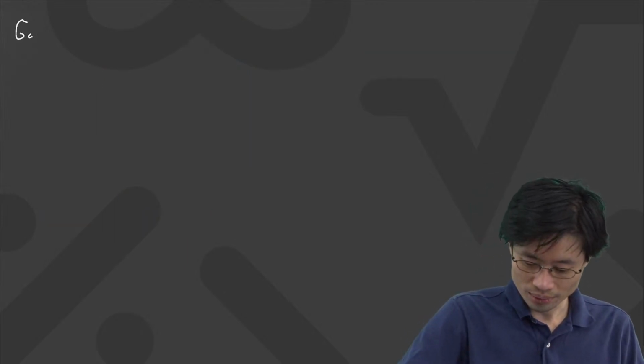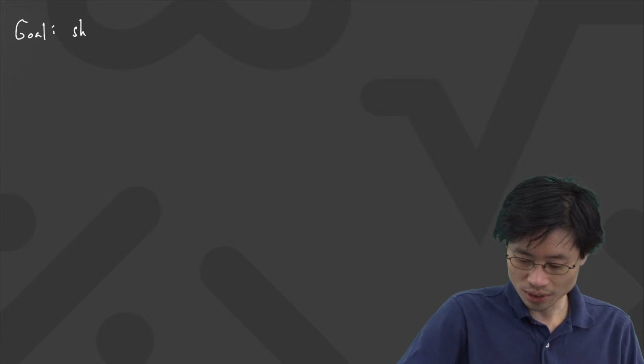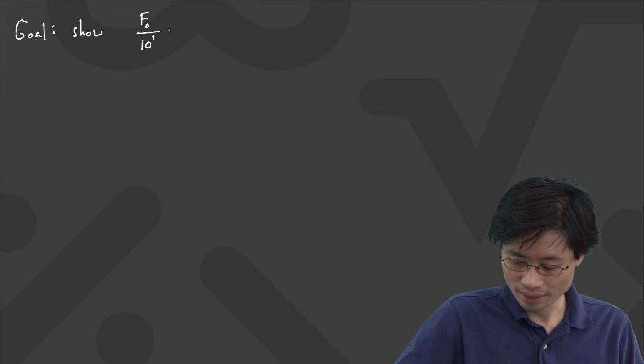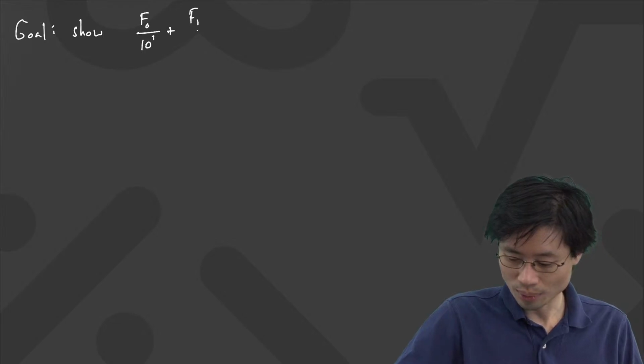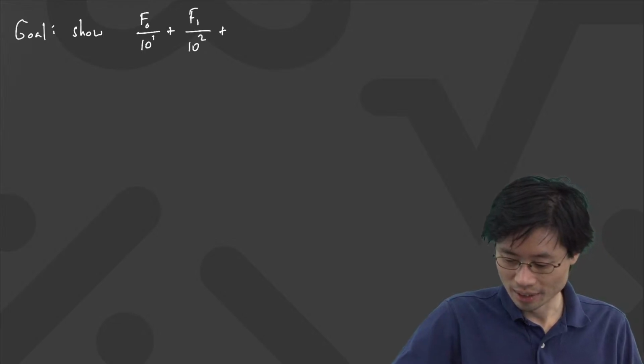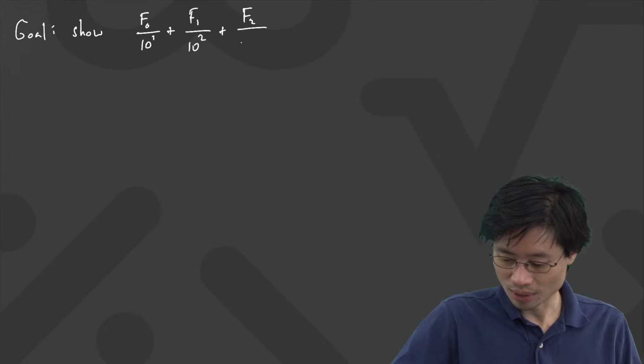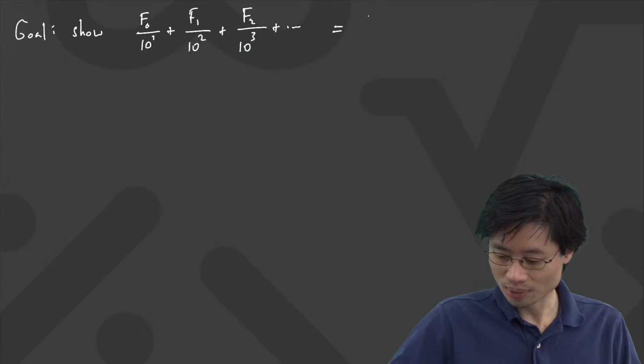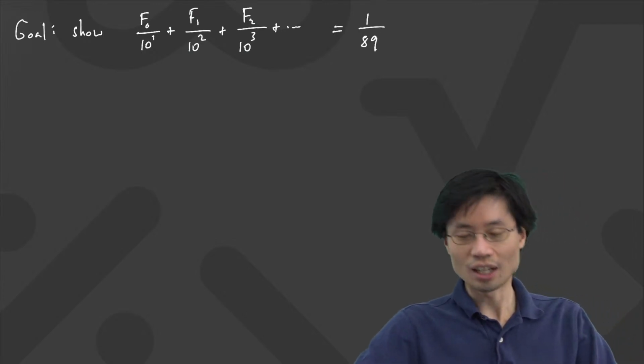Your goal is to show f0 over 10 to the 1 plus f1 over 10 squared plus f2 over 10 cubed plus all the way is equal to 1 over 89. Now, how could I do this?